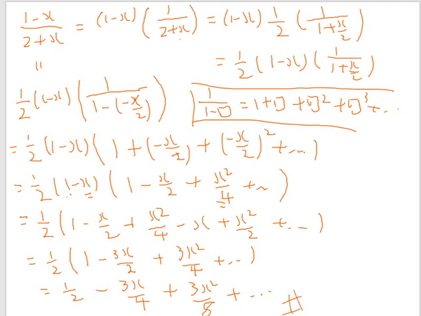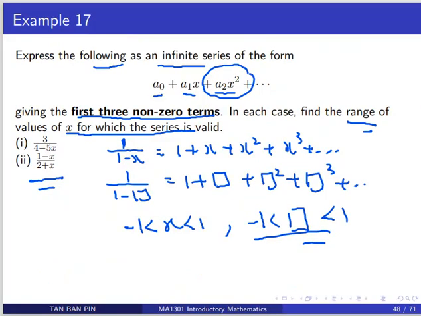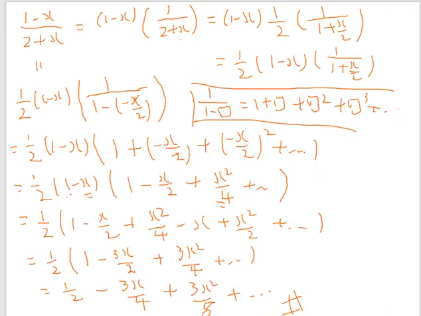And remember, you still have one more part. Find the range of values of x for which the series is valid. Right, then you need box. The expression in the box must be between minus 1 and 1, because the expression in the box is the x in the formula. So now what's inside the box for this question? Inside the box is minus x over 2.